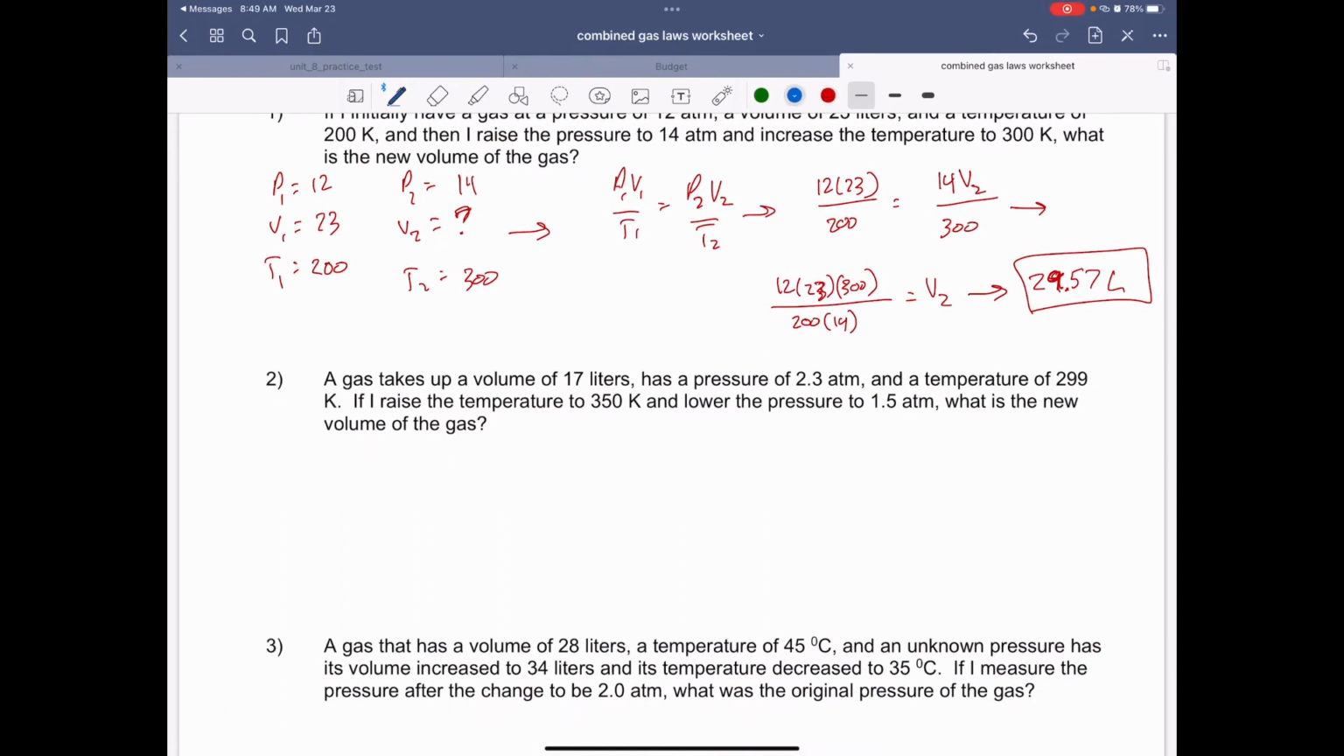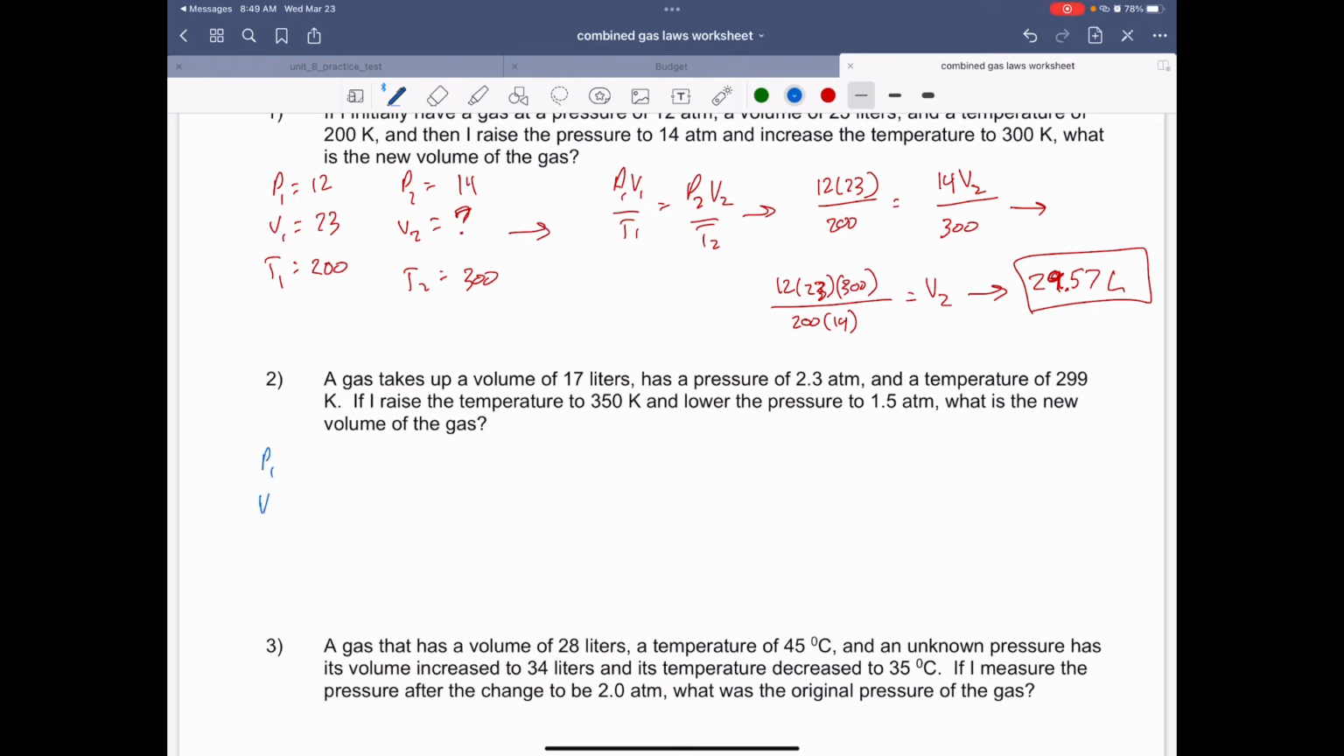A gas takes up a volume of 17 liters, has a pressure of 2.3 atm and a temperature of 299 Kelvin. If you raise the temperature to 350, lower the pressure to 1.5, what is the new volume of the gas? So notice that you're raising the temperature to 350, so that would maybe increase the volume, but you're lowering the pressure to 1.5, so that would decrease the volume. So we really have no idea what this is going to turn out to be. So let's just get started.